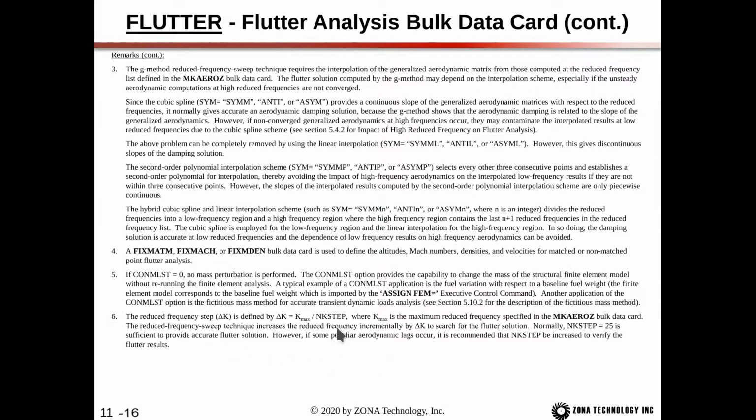And then lastly, the NK step. The reduced frequency step, delta K, is defined as delta K equals Kmax divided by NK step, where Kmax is the maximum reduced frequency. The reduced frequency step technique increases the reduced frequency incrementally by delta K to search for the flutter solution. Normally, NK step equals 25 is sufficient to provide an accurate flutter solution. However, if some peculiar aerodynamic lags occur, it's recommended that NK step be increased to verify the flutter results. And you will see a warning message in the ZEUS output if it suggests that you need to do this.